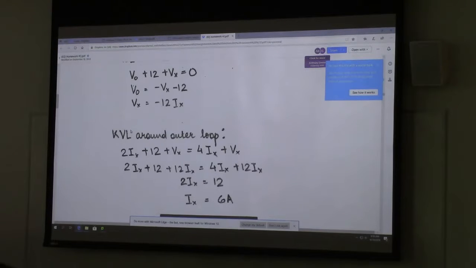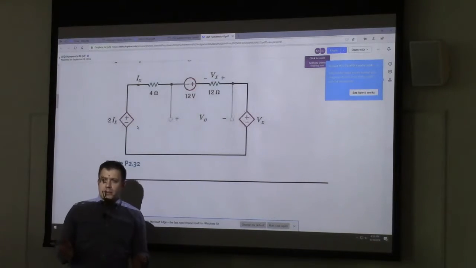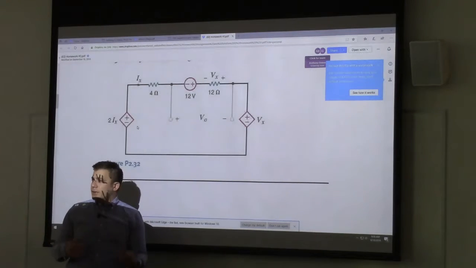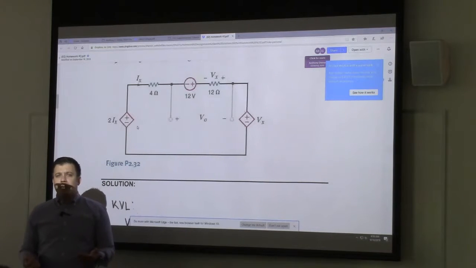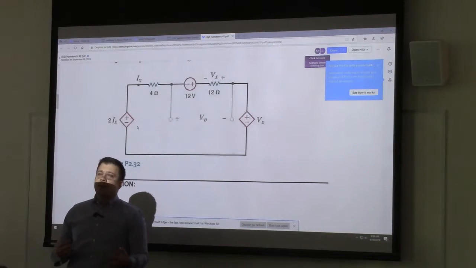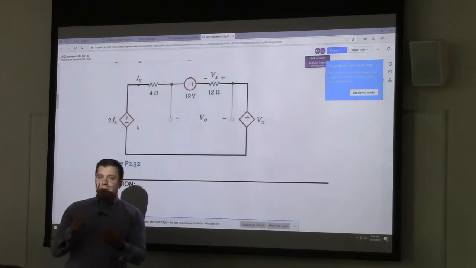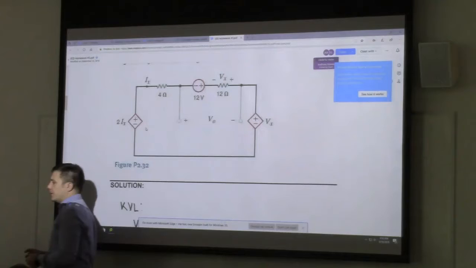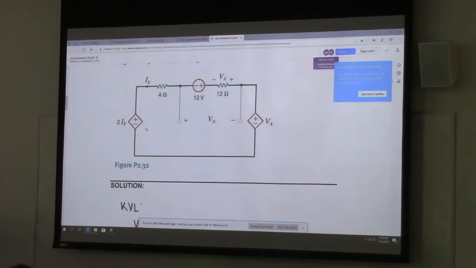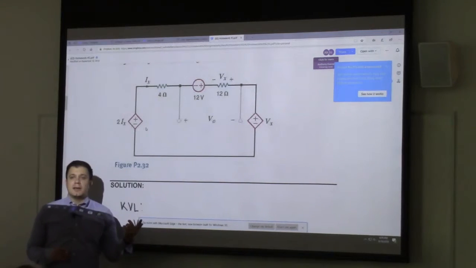Now if we write KVL around the outer loop, why do we have to do the outer loop? Because we don't have enough values to solve for V out already. In order to solve for V out, we need another expression, and then we'll take the first two and try to substitute them in. Again, a lot of these problems rely on algebra ultimately, right? You have to have enough expressions to solve for the value you're looking for, and you have to know how to manipulate those expressions appropriately. So now, this is probably the trickier KVL, because this is the one where we're going to involve the dependent sources.